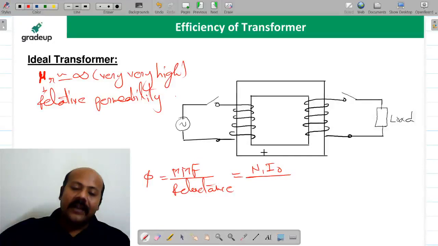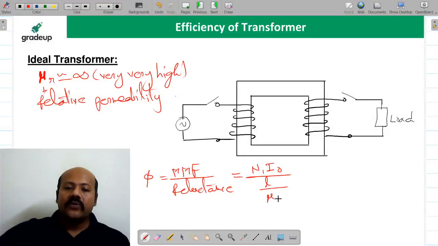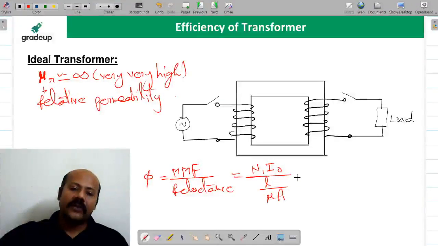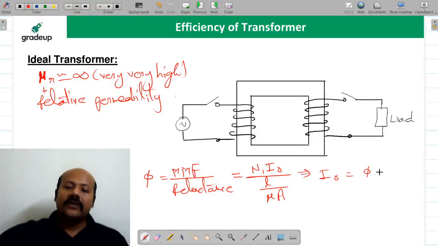Now I am going to write the reluctance. What is reluctance? The reluctance is going to be L upon mu A. A is the cross-sectional area, you can say. What is L? L is the length, you can say, the mean core length. Now from here, if you find the I naught value, the I naught value is going to be phi mu A upon N1. Now this mu is how much? This mu is mu naught mu R.